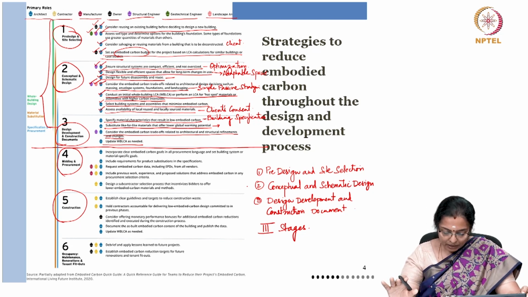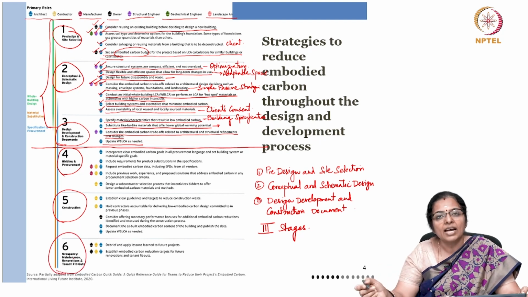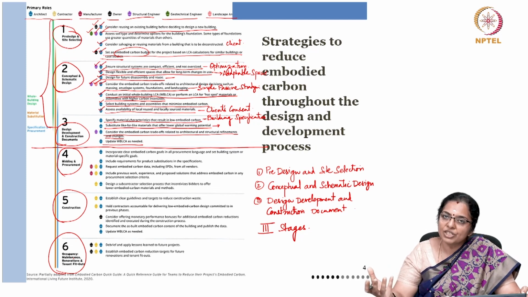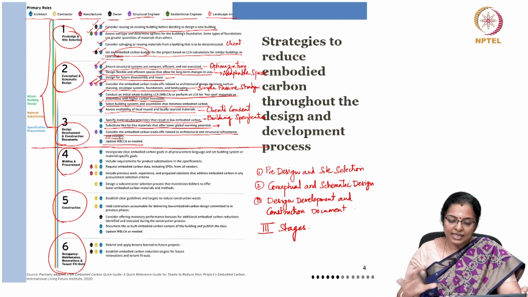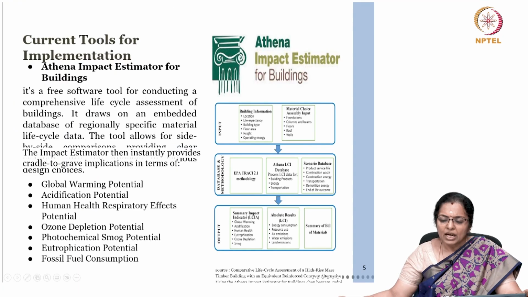Occupancy, maintenance, renovation, tenant fit-outs, all these are for the future after the building is constructed, and are more about documenting so that we know what we can measure, and we can handle it better. So, these are the important strategies to reduce embodied carbon throughout the design and development process of the building. Just a quick look at the current tools, as I had told you.